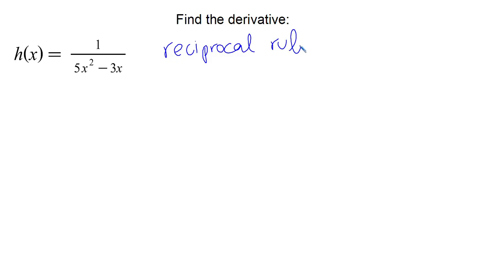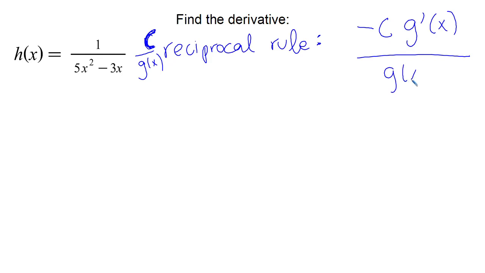The reciprocal rule says that if I want the derivative of 1 over some function, or we'll call it a constant because this works for any constant, over a function, that we just do negative of the constant times g prime of x over g of x squared. And this is exactly what you get if you were to do the quotient rule with a constant up in the numerator.